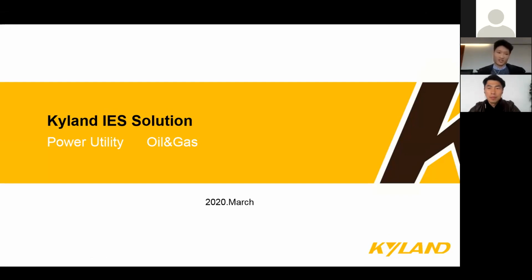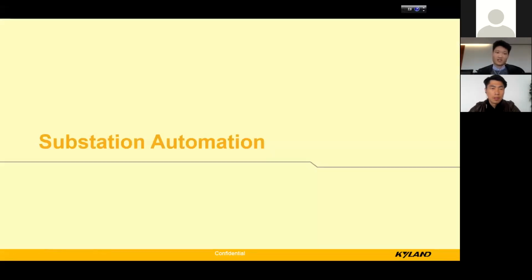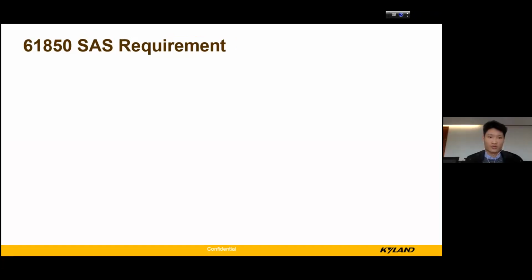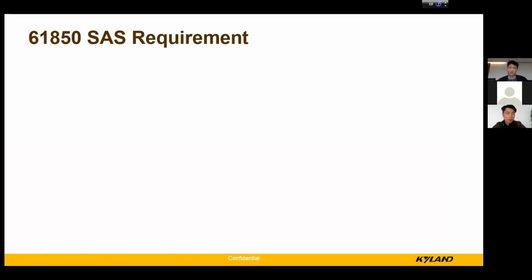And today's topic is about the solutions in the power utility and the oil and gas. First, I will start from the substation automation system. Nowadays, more and more countries are willing to upgrade their traditional, legacy substations to a modern and new substation automation system according to 61850 requirements.